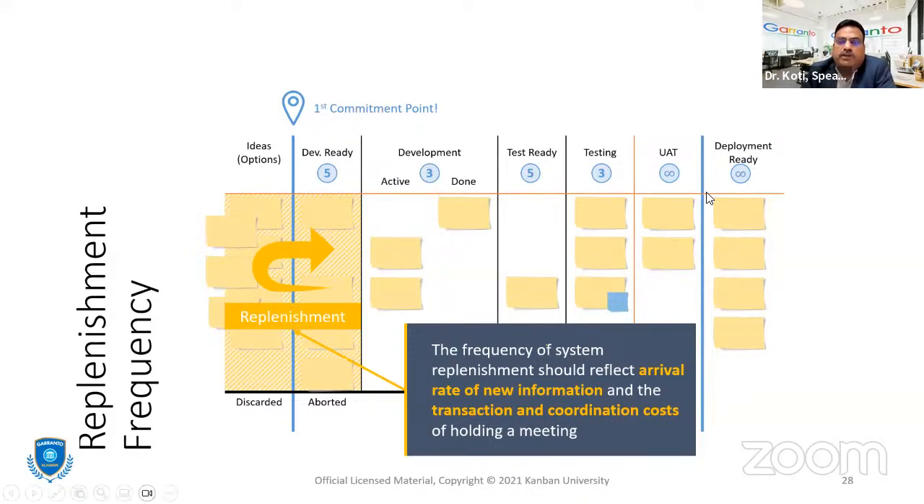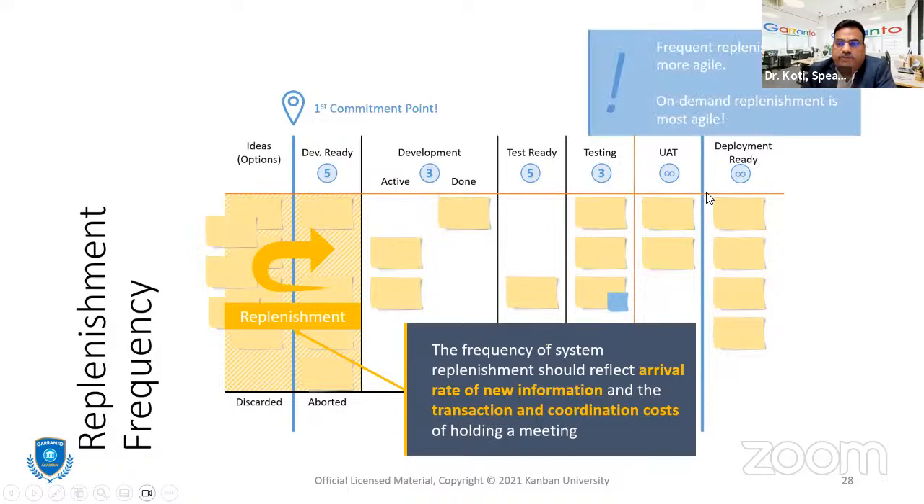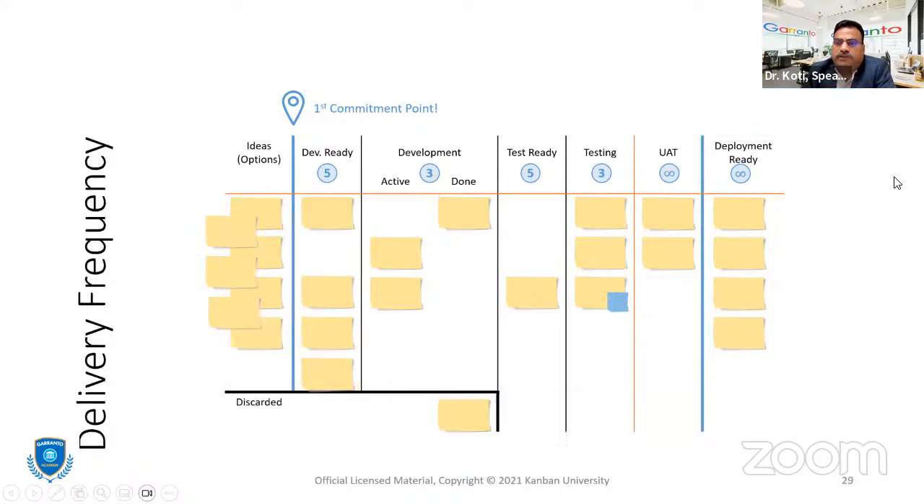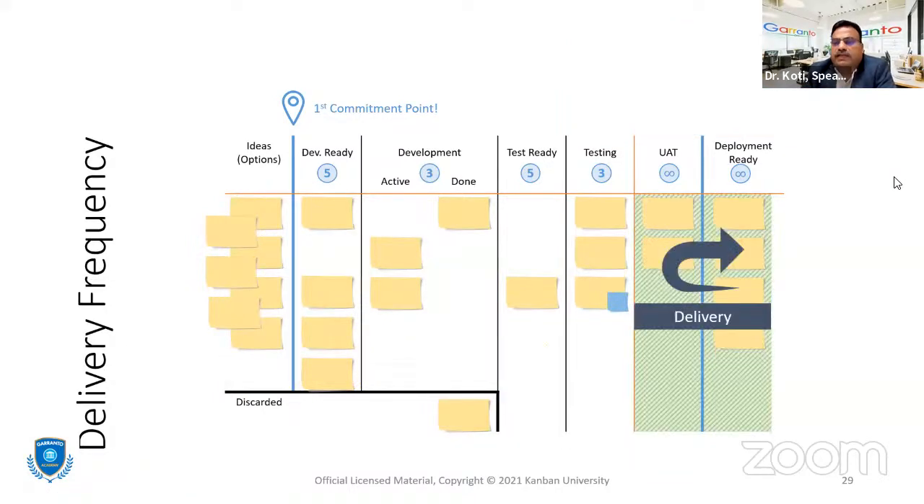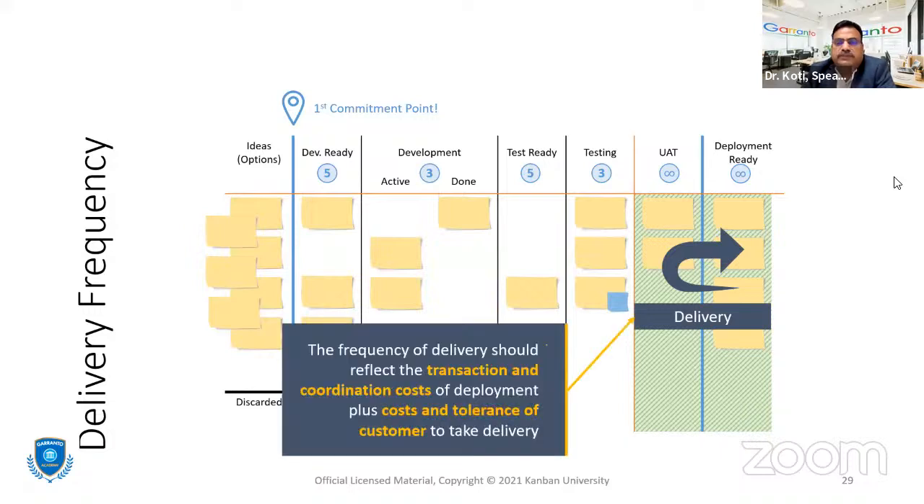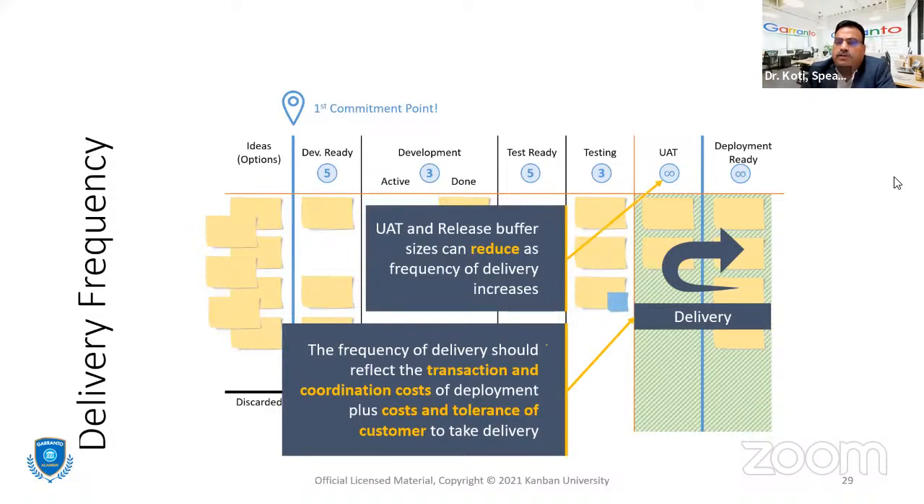And this frequency should depend upon the arrival rate of information. And once it is done, we are going to release to the customer at a certain frequency of time. Delivery frequency again depends upon the UAT being done, and finally they are ready to deploy. This frequency also you can decide based on the nature of your product. So frequent delivery is good, but on-demand delivery is most important to customers.